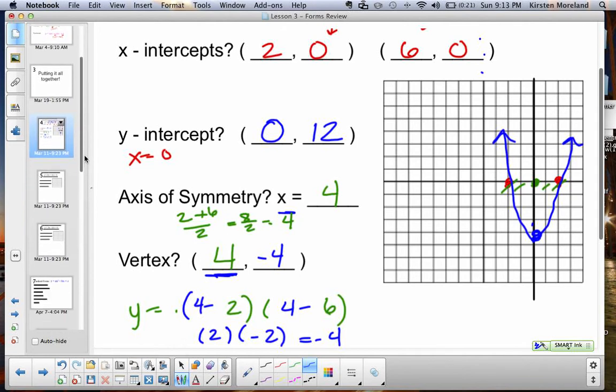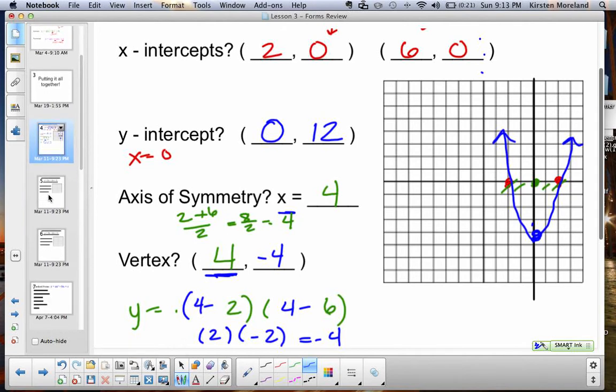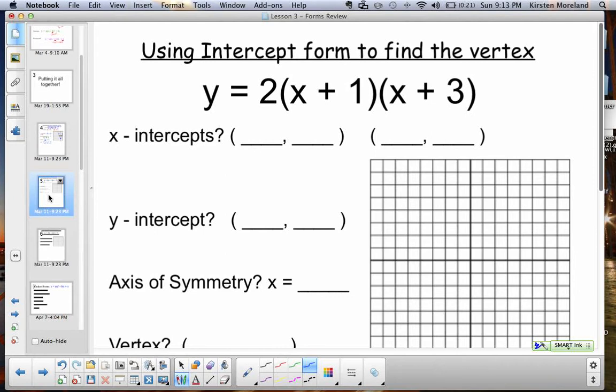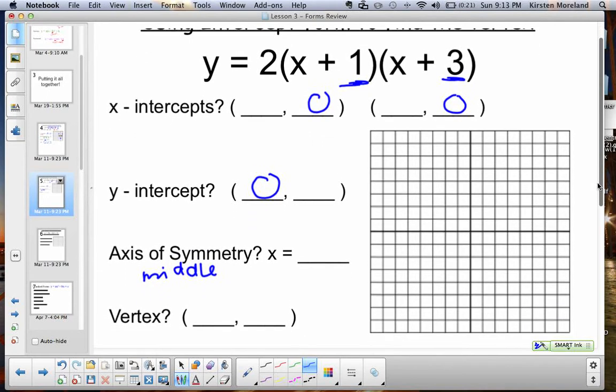All right. So what I want you to do now is pause the video and see if you can do this one on your own. Remember, x-intercepts are easy. It's just the opposite signs. Remember, the y-coordinate of every x-intercept is 0. Y-intercepts, the x-coordinate is 0. And remember, the axis of symmetry is just the middle, or it's kind of like finding the median first semester. All right, so try this one on your own.